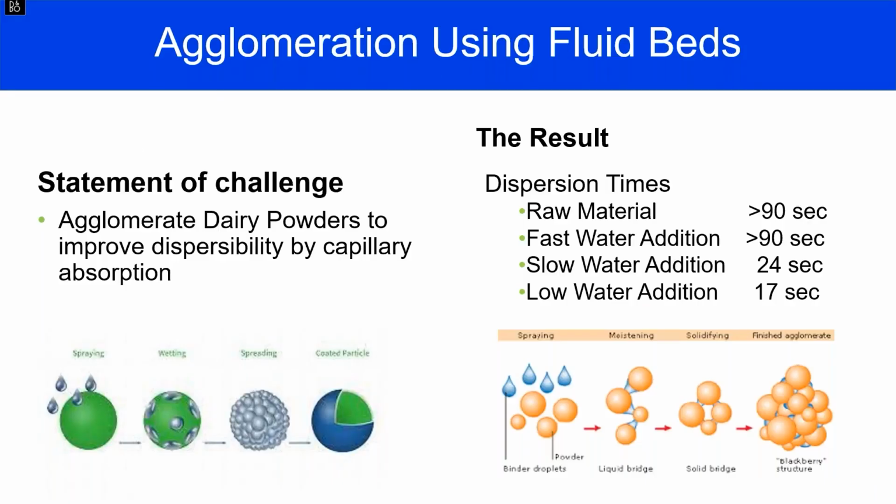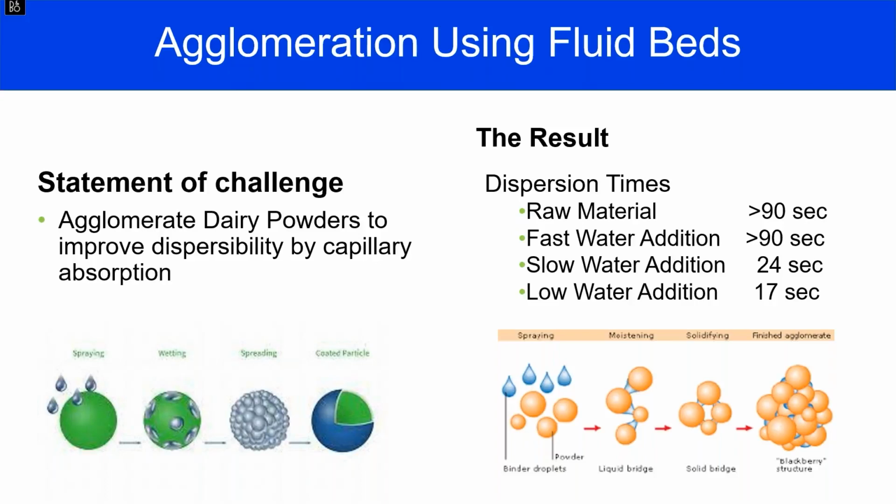Well, let's switch to fluid beds. So, agglomeration using fluid beds. I don't have any pictures here to show you, but I have some results. One of the things in the food industry that's agglomerated a lot is dairy powders. Dairy powders are soluble, but they don't like to be wetted. So people want to make that grape cluster structure as we've seen here. And so the question is, how do you do that to get the best dispersibility?